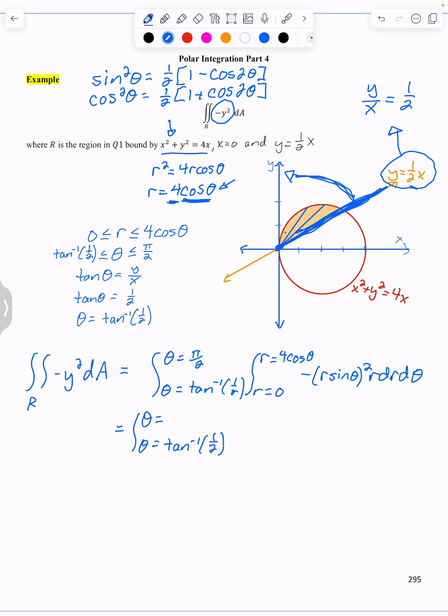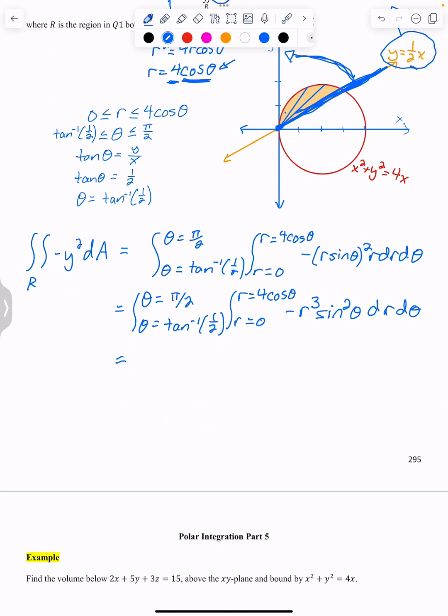All right, so I'm still writing my integral there, and I'm going to go ahead and multiply that out. Okay, r equals 0 to r equals 4 cosine theta, and I'm going to get negative r cubed sine squared theta. That's just multiplying the square out, multiplying with that r, dr d theta. All right, we're going to do one integral, and then we'll let the calculator do it.